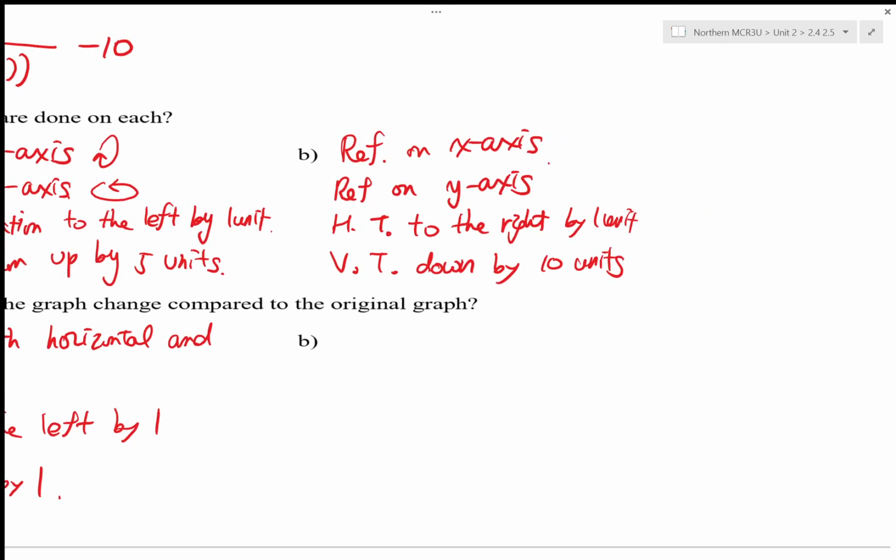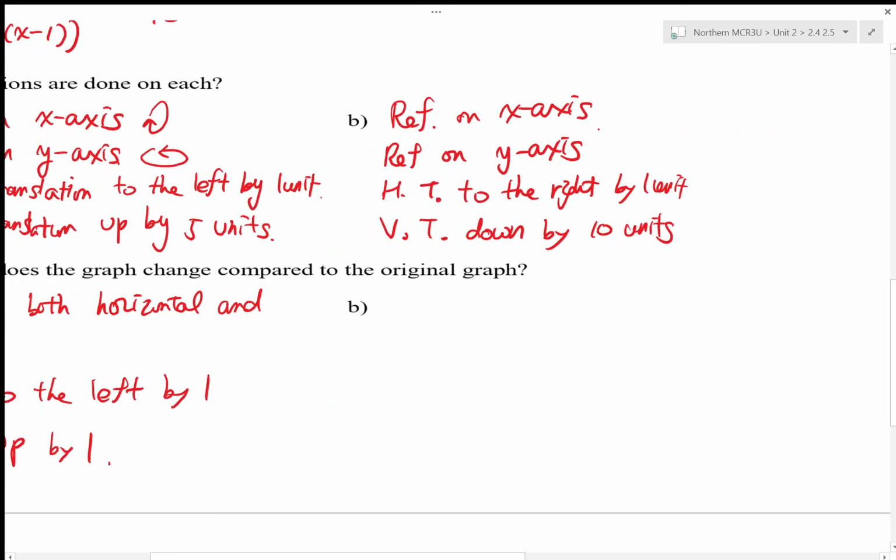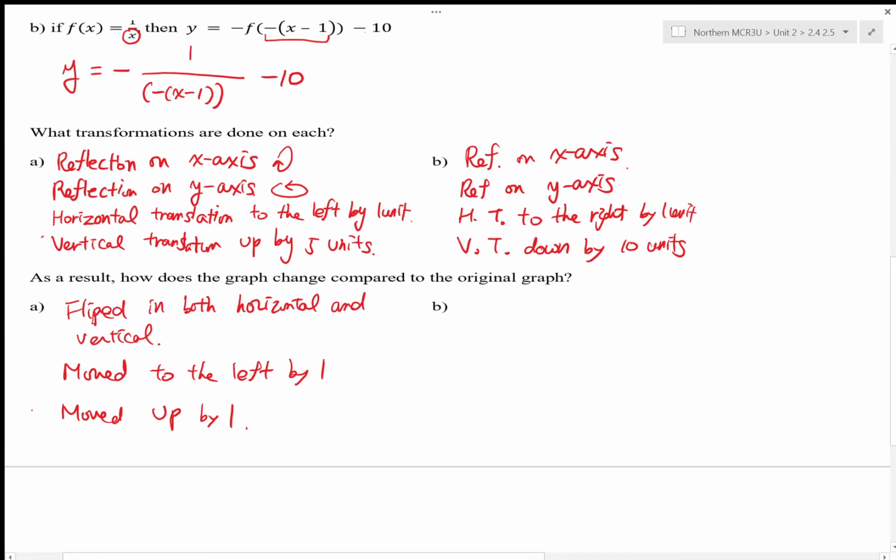Then same thing for the B. So for the B, I'm just going to leave it to you. This one you can simply just do on your own.